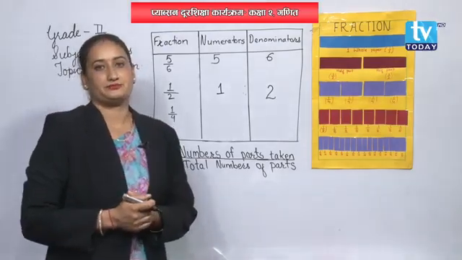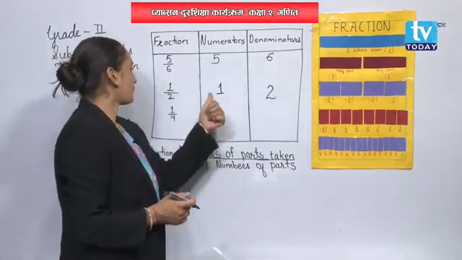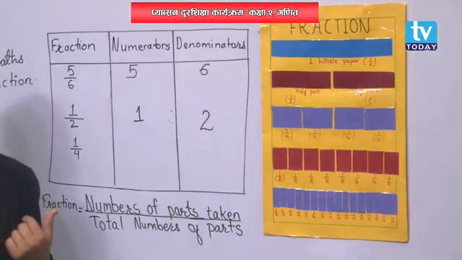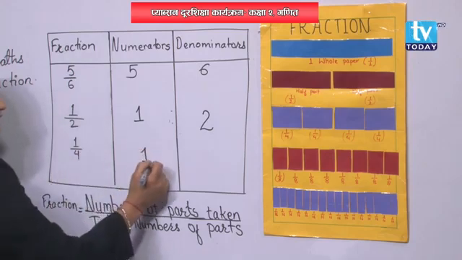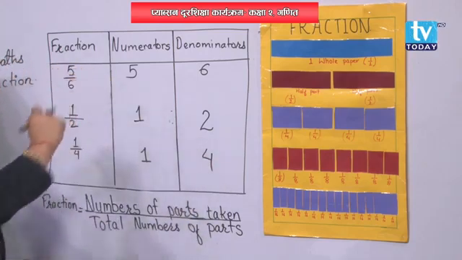Okay, students. Now 1/4. Tell me which one is the numerator and which one is the denominator in 1/4. 1 is the numerator and 4 is the denominator.